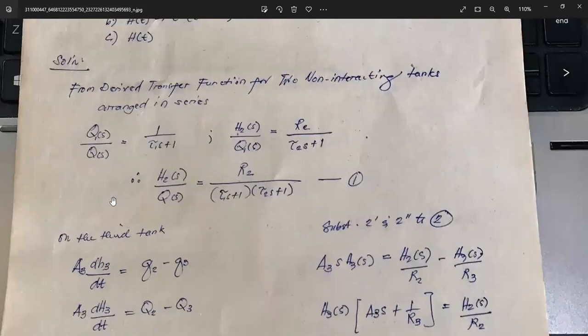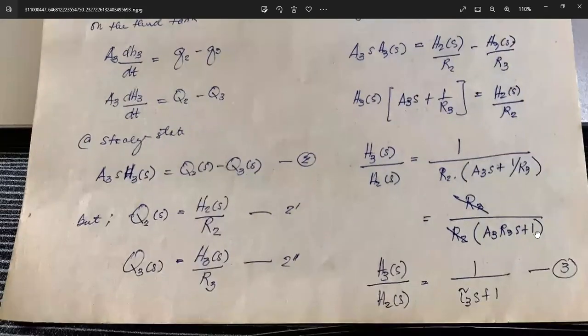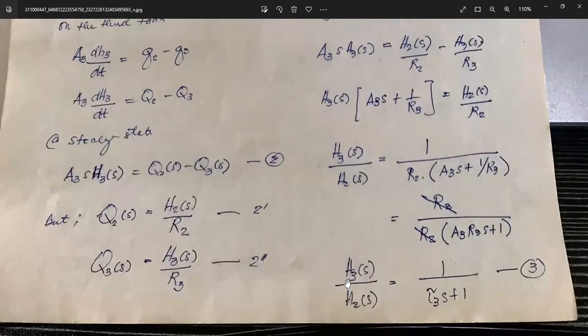This one is just for the first two tanks. So if you want the third tank connected to the first two, you need to multiply its transfer function to the transfer function of the first two. Okay, so we'll go to the next page in the solution.